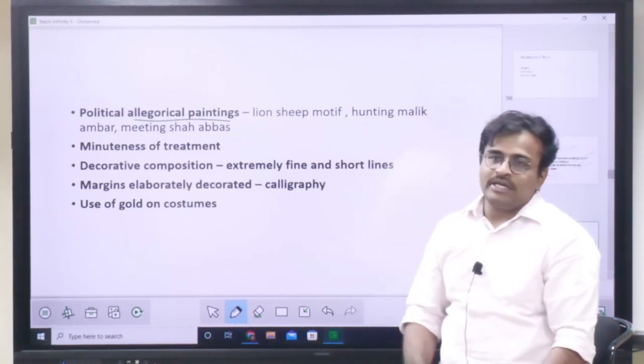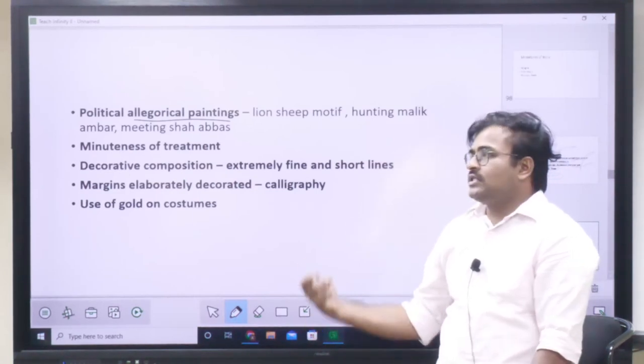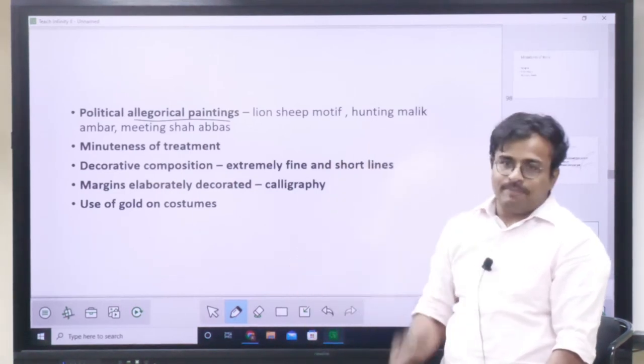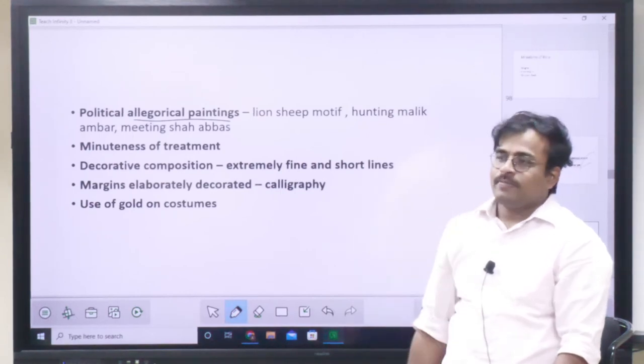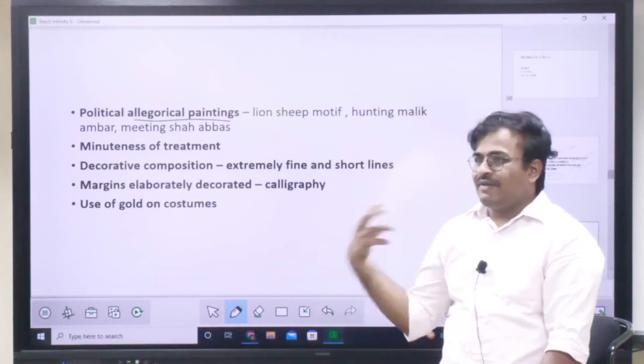This is one painting. The second painting, during this period, among these political allegorical figures, showed Jahangir meeting the Persian emperor, which did not happen in reality. But he drew it as a painting, and this painting is very, very prominent.